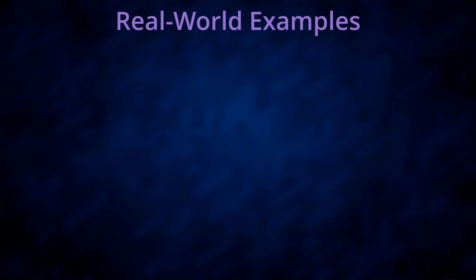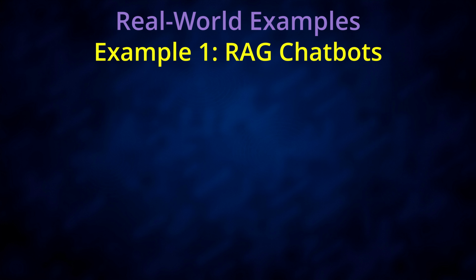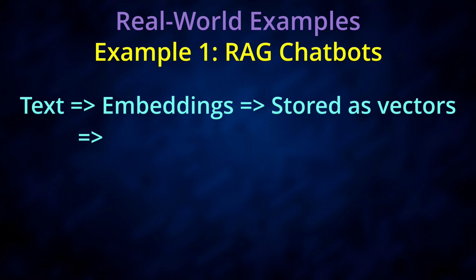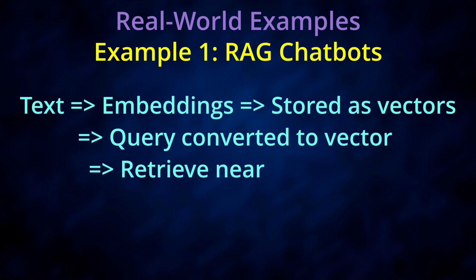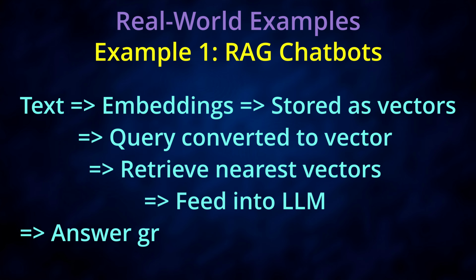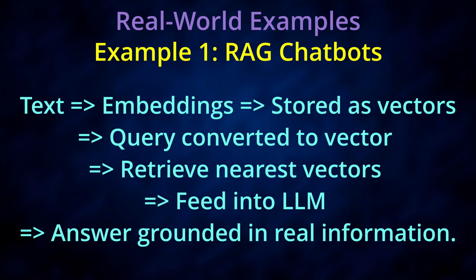Real-world examples. RAG chatbots. LLM generates answer using facts retrieved from a vector DB. Flow: text, embeddings stored as vectors. Query converted to vector. Retrieve nearest vectors. Feed into LLM. Answer grounded in real information.